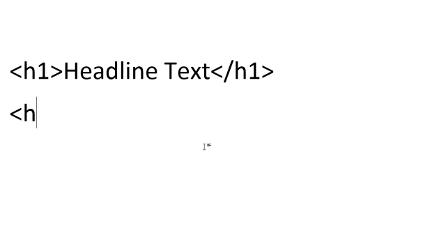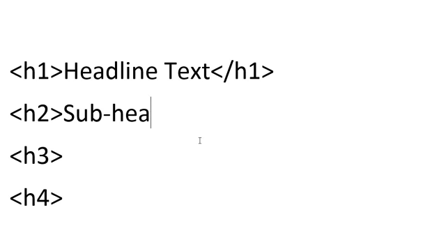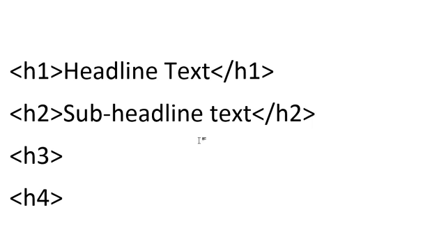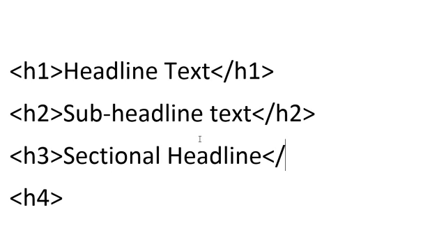So if you want to decrease in size, it's going to go from H2, H3, H4, and so forth and so on. And you would do this exact same thing. This could be something like a subheadline text, and then we can close that off with slash H2. And this could be something like a sectional headline, and we close it off with H3. So as the number gets bigger, the heading gets smaller, but it's still a headline.